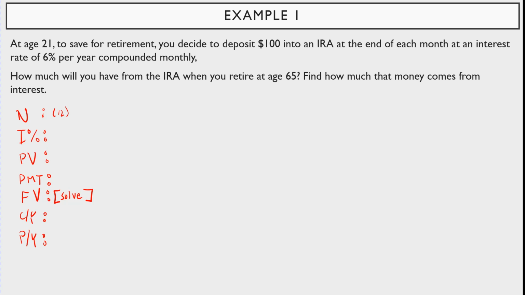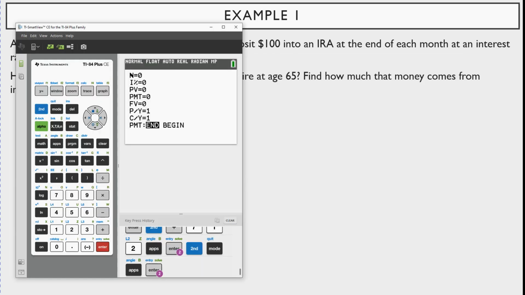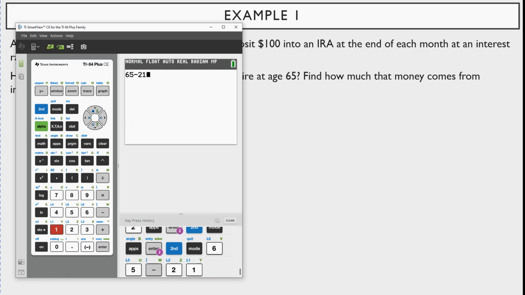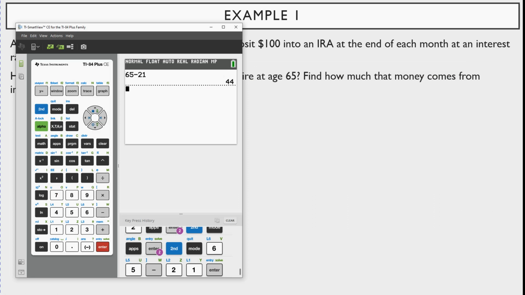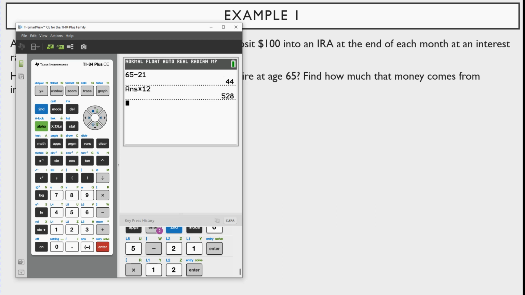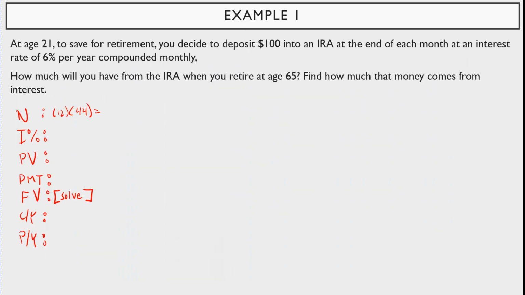If you start at 21 and you go to age 65, how many years are you saving for? Well, you can see that that's 44 years. So what you'd actually plug into your calculator would be this, 528, okay? Basically, you're making 528 payments.